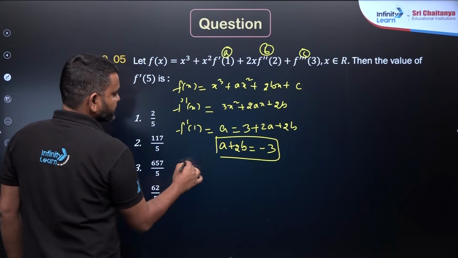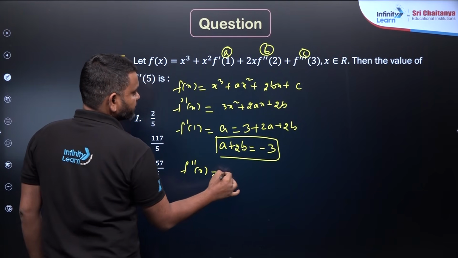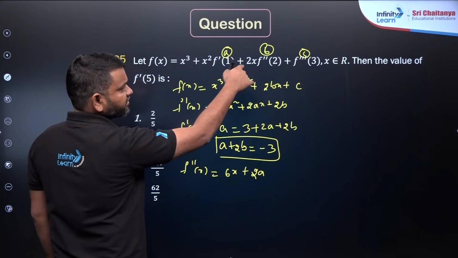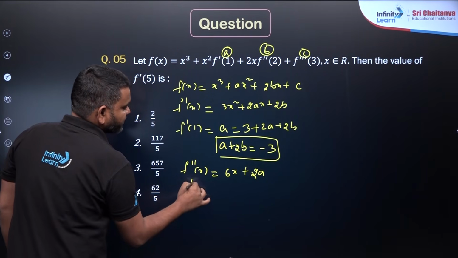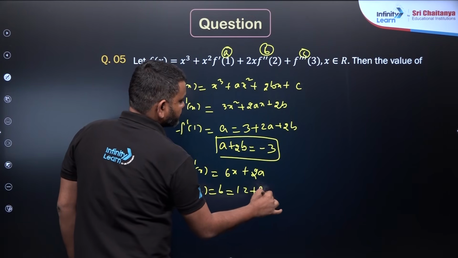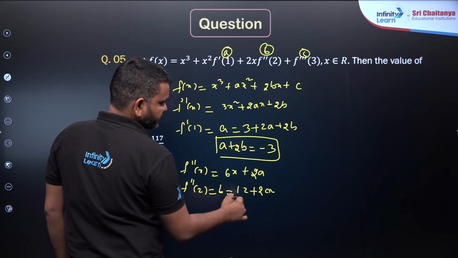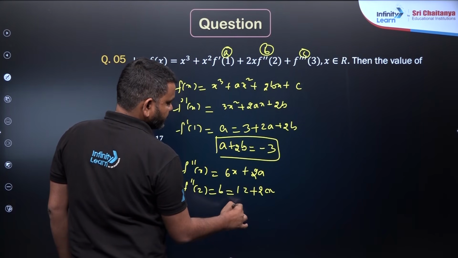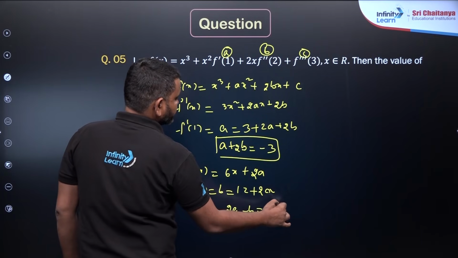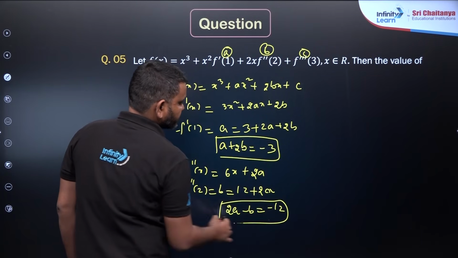Now double differentiate this one, f double dash of x is going to be 6x plus 2a. Now here I have been given f double dash of 2. So f double dash of 2 is nothing but b, that is equal to 12 plus 2a. Now from here I will get 2a minus b equals minus 12. This is the other equation I am getting here.